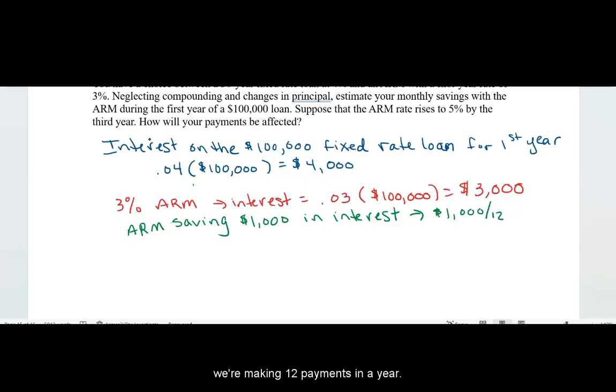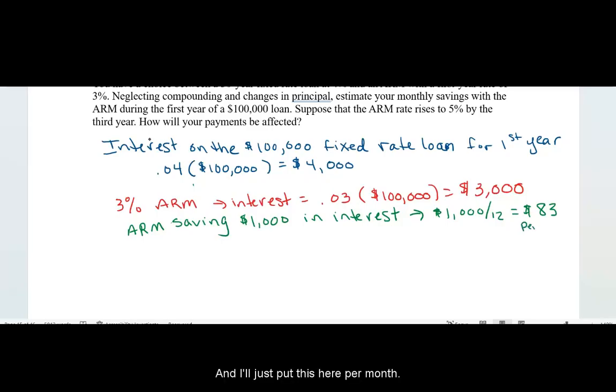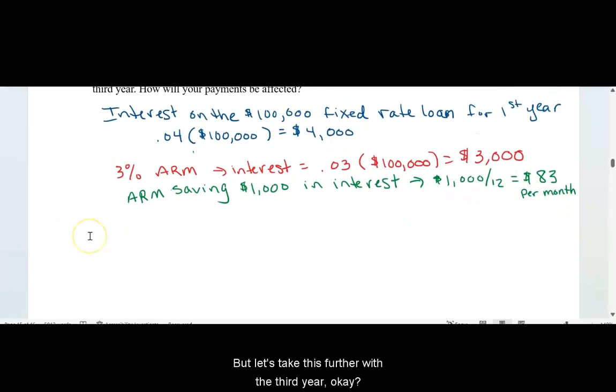In a year, well, we're making 12 payments in a year. So what am I actually saving for each individual payment? Roughly, and we're just going to round to the nearest whole dollar, roughly $83 per month. Okay, that's the first part. That's during the first year. So if you chose the adjustable rate mortgage, you save about $83 a month. But let's take this further.